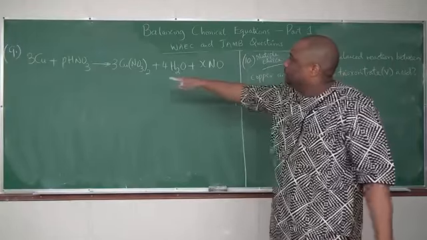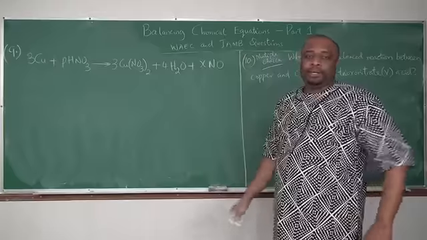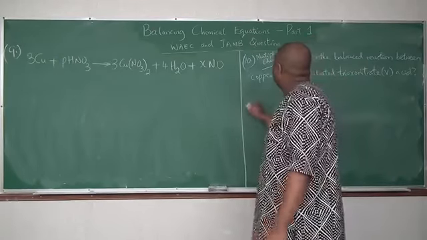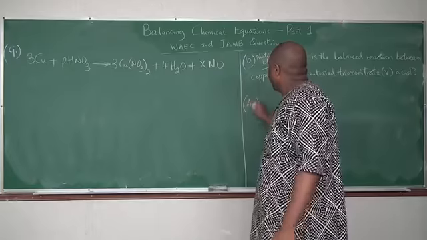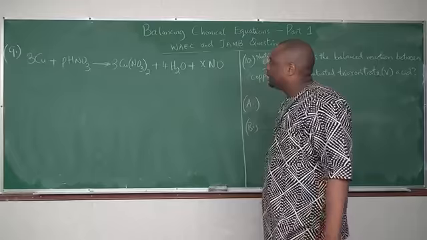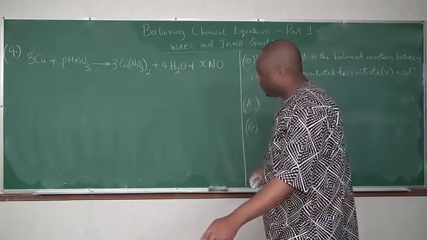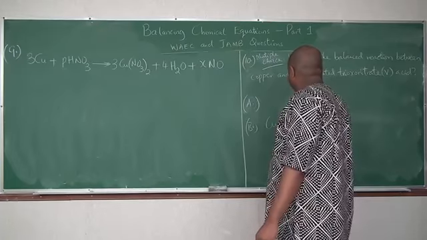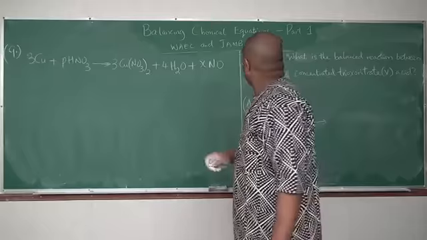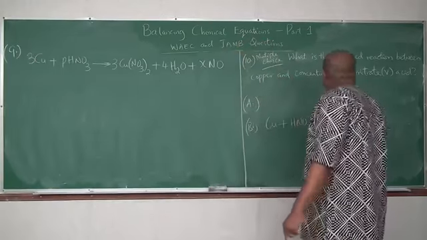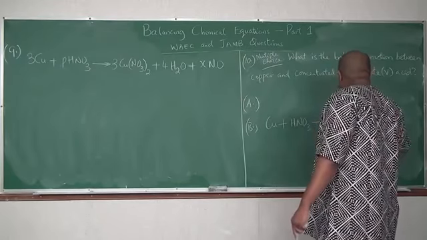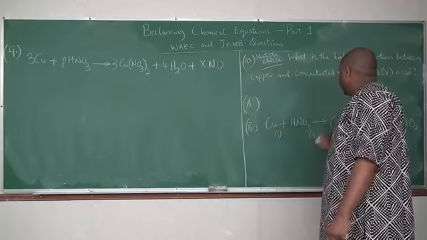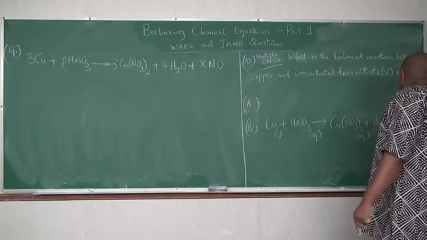One of the multiple choice was this, and another multiple choice. I will write it here, and then A and then B. One of the multiple choice was this, and the other multiple choice was this. Copper plus nitric acid to give copper nitrate, copper trioxonitrate 5, and water, and nitrogen 4 oxide. Copper is solid, this is aqueous, this is liquid, and this is gas.